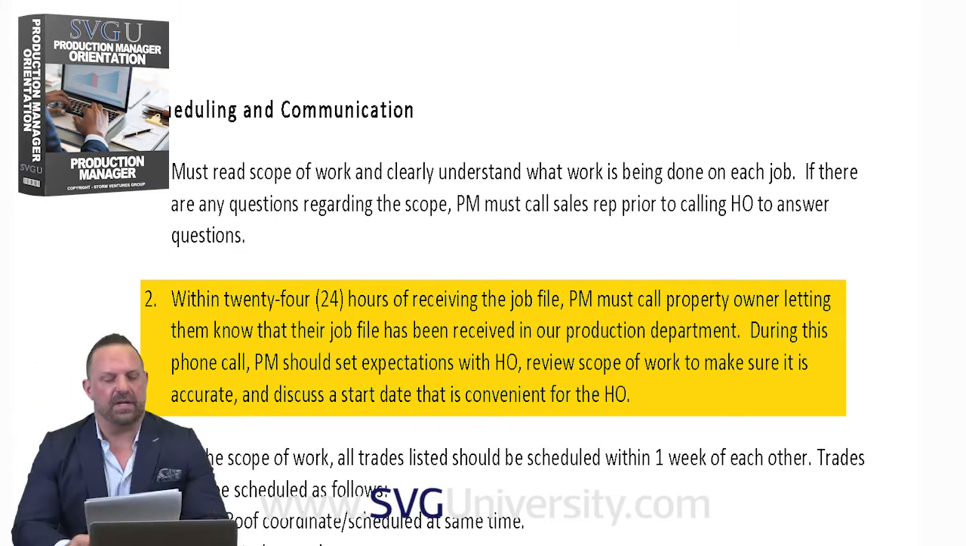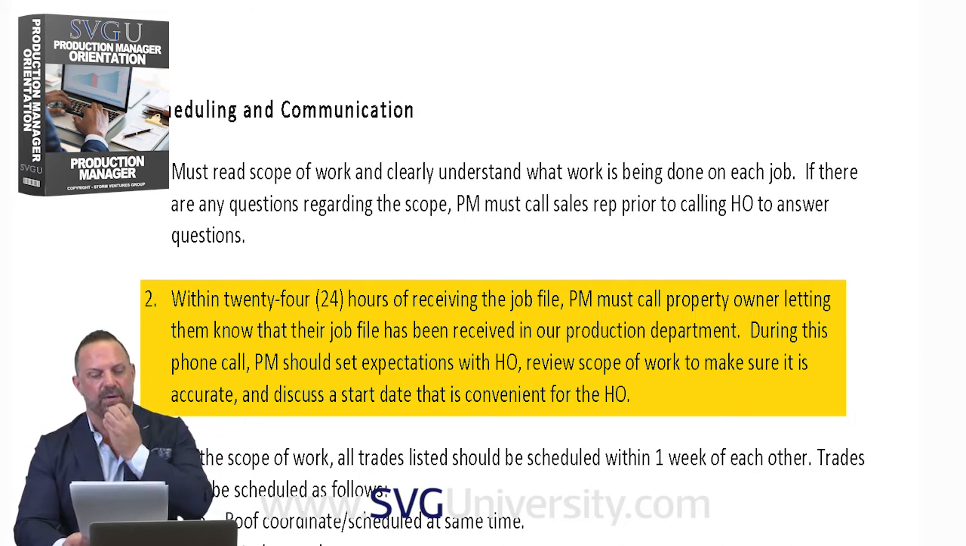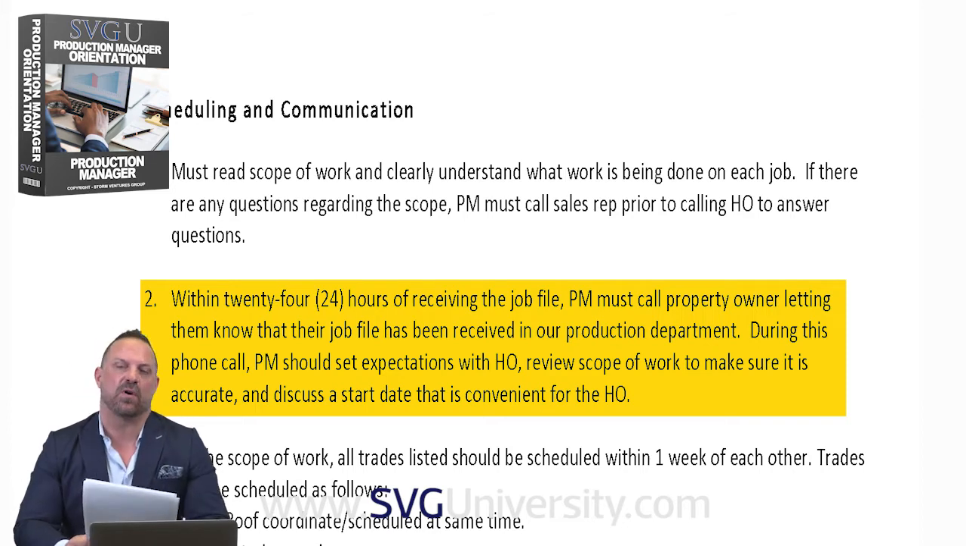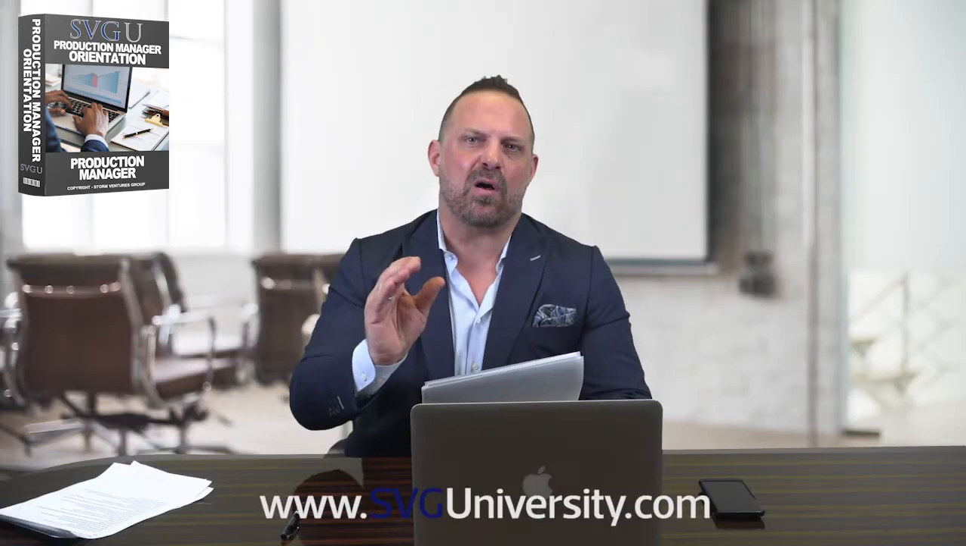Number two, within 24 hours of receiving a job file, the production manager should call that property owner, letting them know that their job file has been received in the production department. During this phone call, the production manager should set expectations with the property owner to review the scope of work, make sure it is accurate, and discuss a start date that's convenient for the homeowner and conducive to your schedule. Heck, you might be 4 to 6 weeks out. But making that call, guys, is very important.